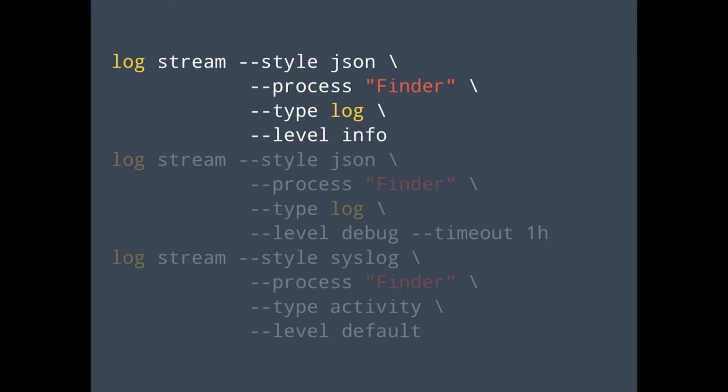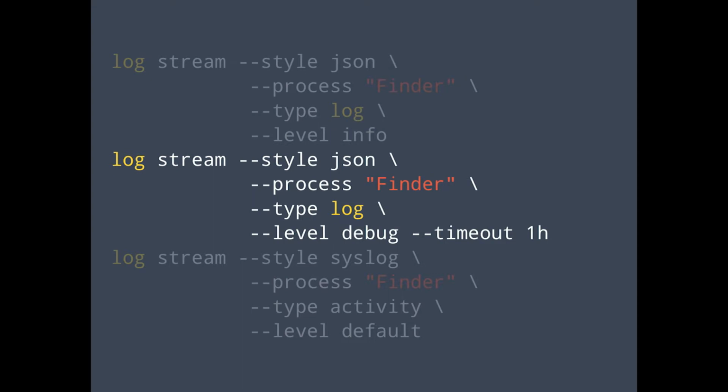And to continue the theme of the example, we're streaming info level log information from the Finder process here, and it's showing the output as JSON. So again, you can customize that to be a syslog style, regular log format, or JSON if you want to ingest that information.